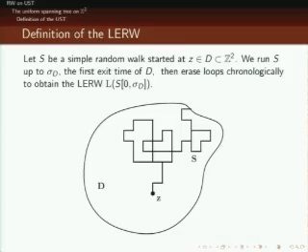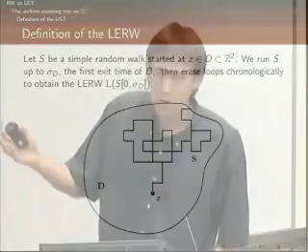So we run the random walk up to the first time we exit. Then we erase the loops chronologically. And we're going to denote what we get by L, which is just the loop erasure of the random walk from time 0 up to sigma_D.